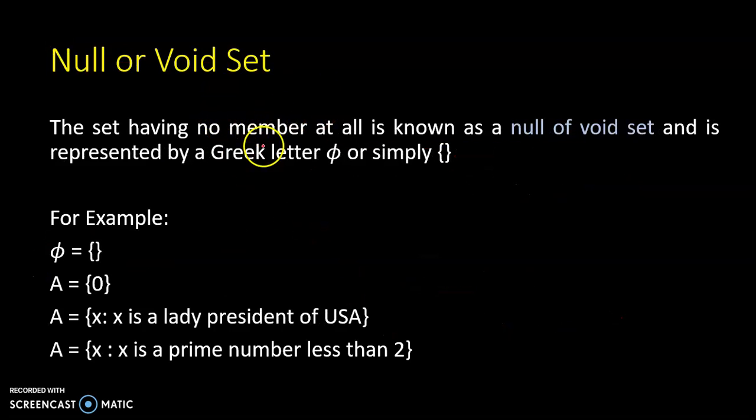Next, let's talk about the null set or void set. The set having no member at all. That means there is no member present in the particular set. Then that particular set will be known as the null set or void set, and at times it is also called an empty set.